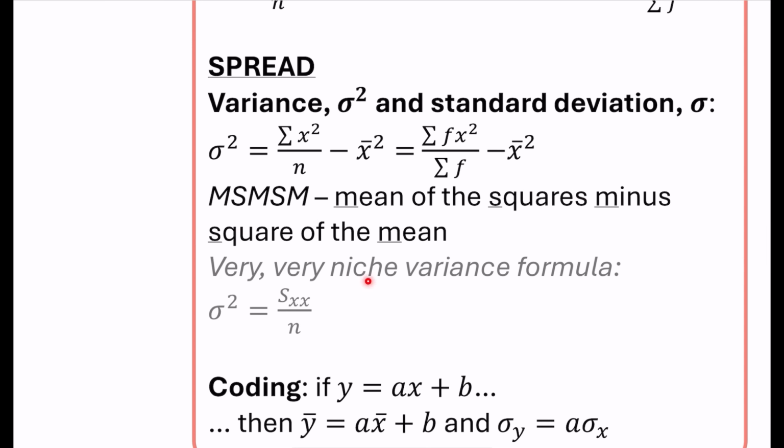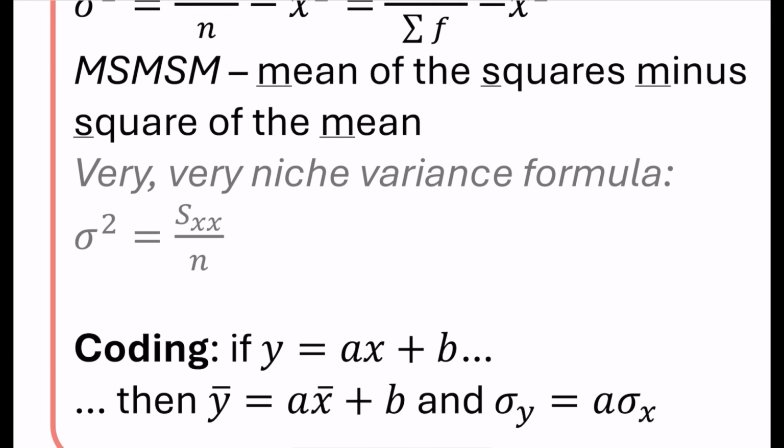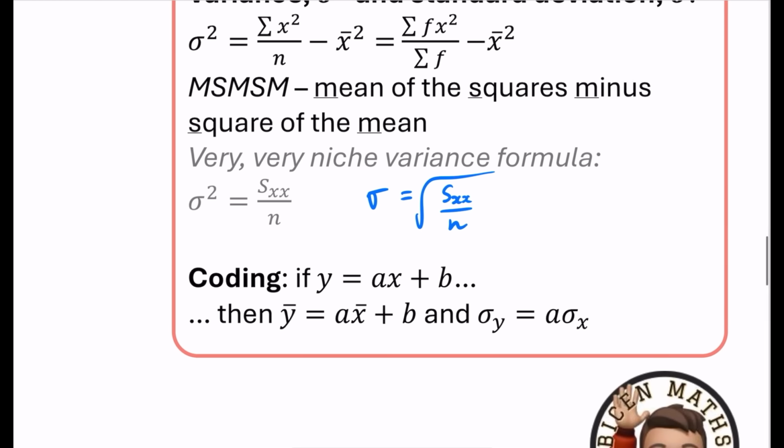Now, there is a very, very niche variance formula, which is that the variance is Sxx over n. I have seen them ask this once in an AS paper for Edexcel. Very, very, very sneaky of them, but it is in the formula book. It comes up in the formula book under standard deviation, where they say this is this, okay? Now, I'm not going to go into the detail of what Sxx is. If you are doing further maths and you're doing further statistics too, you will know what these things are, but I'm not going to go into it because obviously it is a further maths kind of thing that we have.